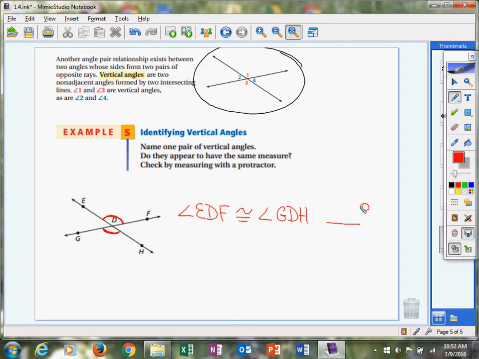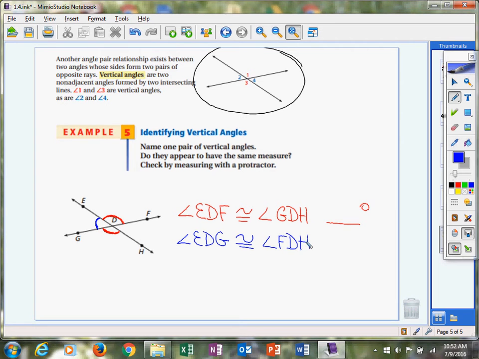All right, let me change colors. Let me do this blue color, very vibrant color. I'm going to do another set of angles. There's another set of vertical angles here. And let me do angle EDG. Okay, so I'm going to color code it. And then the vertical angle to that one would be angle FDH.